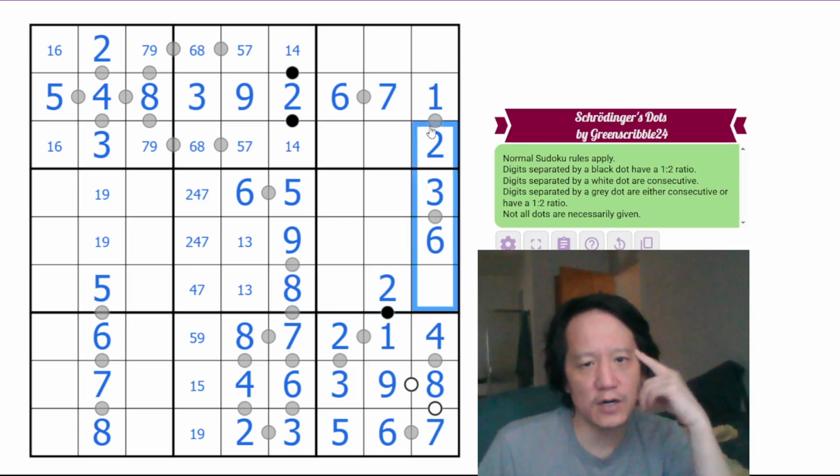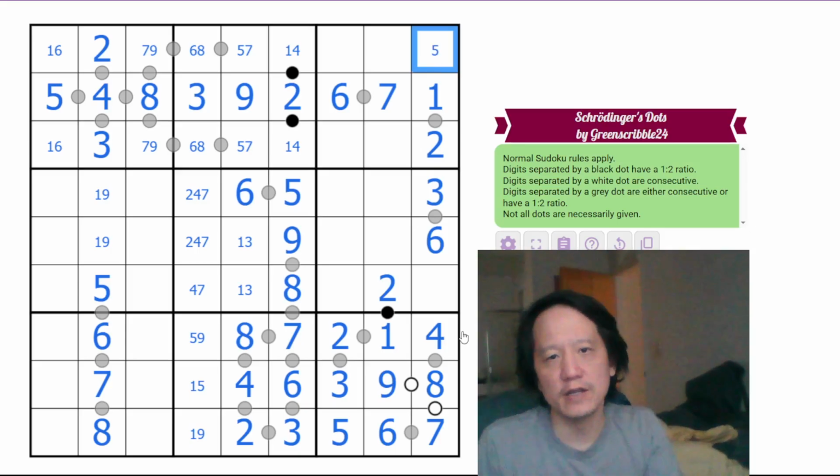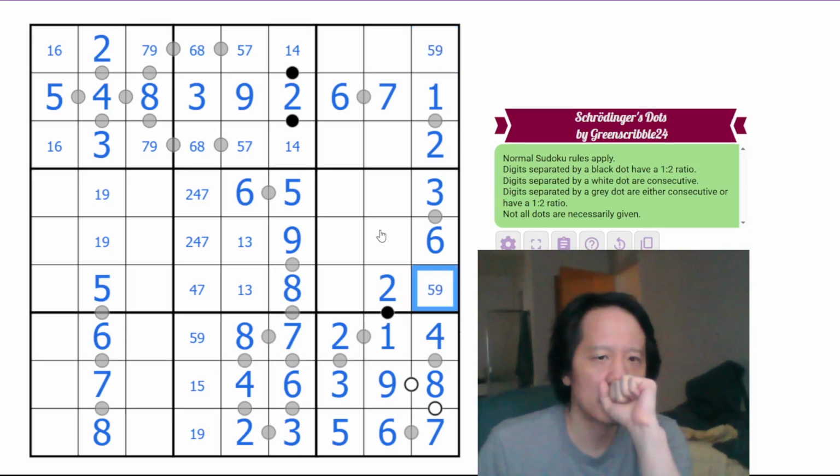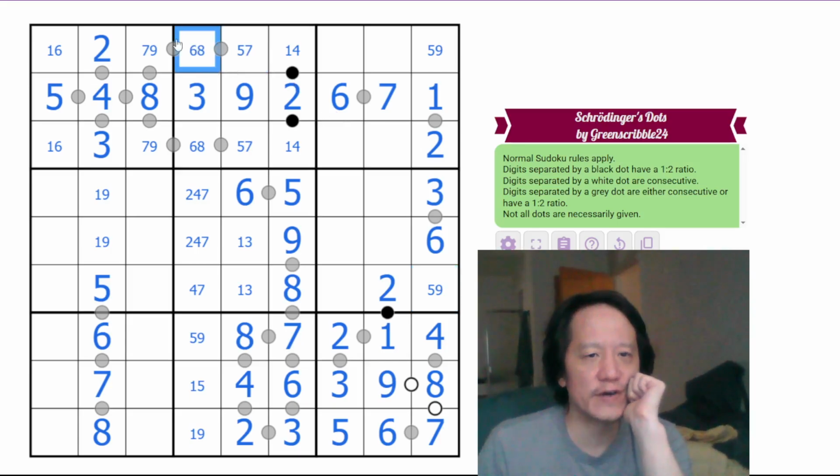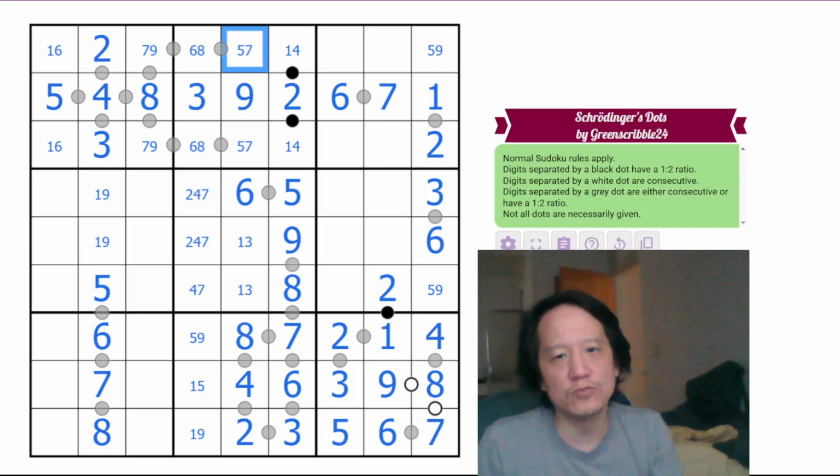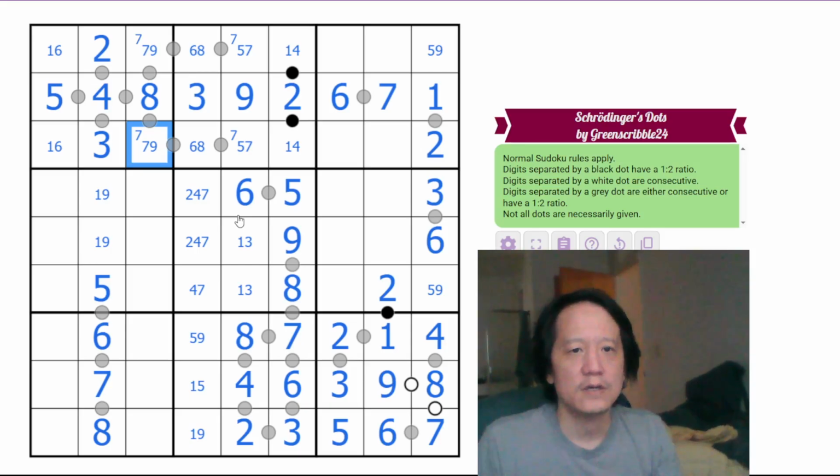Okay, let's look at column 9. We have 5 and 9 remaining. This is either going to be 5, 6, 7, or 7, 8, 9. Either way, one of these is definitely 7. Same with this, right? 5, 6, 7, or 7, 8, 9. Which means, and we have 5 or 9 here, which eliminates 5 and 9 in the rest of this row.